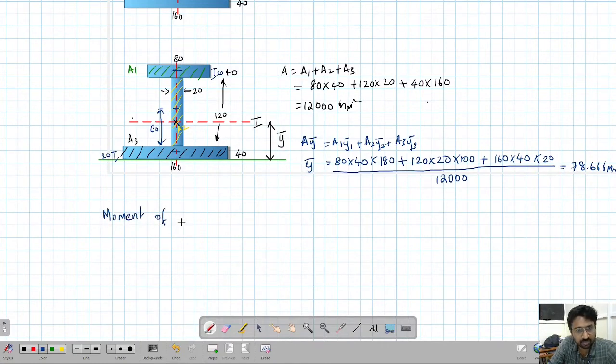Moment of inertia about centroid. So for this we will use the parallel axis theorem.